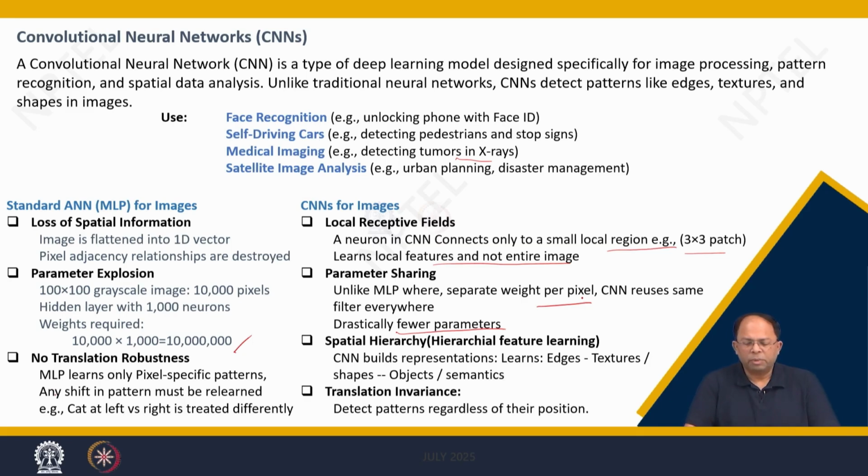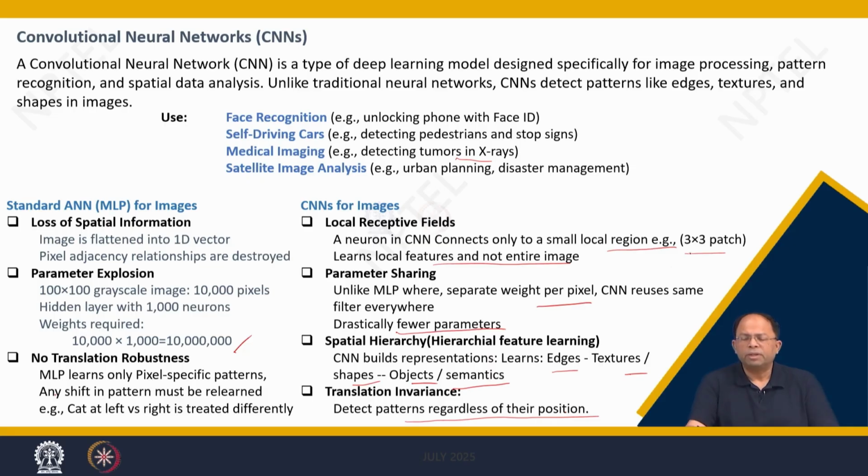Then there is also spatial hierarchy, or hierarchical feature learning. This we have already discussed earlier: CNN can build hierarchical representations, such as learning about edges, textures, shapes, objects, or even semantics if you are dealing with language. So all these features could be extracted from that particular set of data. And finally there is translational invariance, which says detect patterns regardless of their position. That means as long as the pattern is observed in that particular image, wherever it is, it doesn't matter, it would be detected.